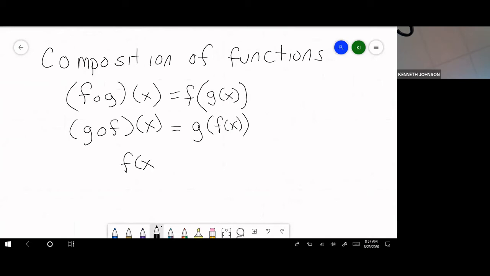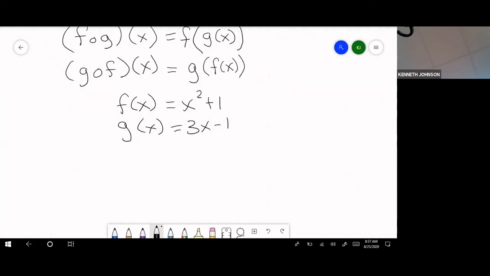So if I have f of x equals x squared plus 1 and g of x equal to 3x minus 1, and I ask you to find f of g of x, what I'm asking you to do is to take the g of x function and plug it into the f of x function. So I want you to take this part and I want you to plug it in for x. So I want to plug in 3x minus 1 for x in the f of x function. So I substitute in 3x minus 1 for x.